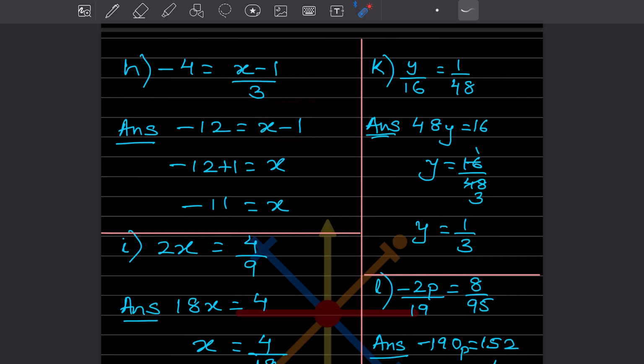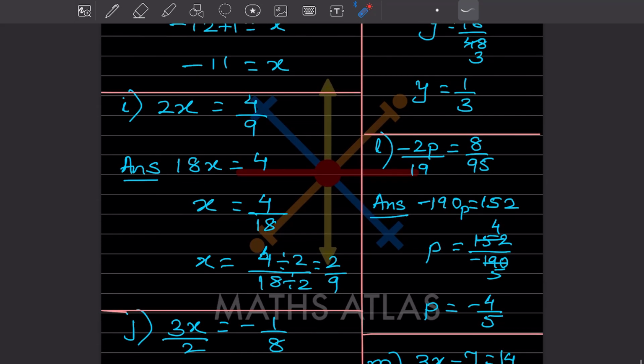So now I just want the value of x. So minus 12 as it is. This minus 1, if it comes here, is going to be plus 1 on the other side. So here, minus 12 plus 1. So what is that? You have to subtract: 12 minus 1 is 11. But you have to give the bigger number's sign. The bigger number is minus, so you will write minus 11.